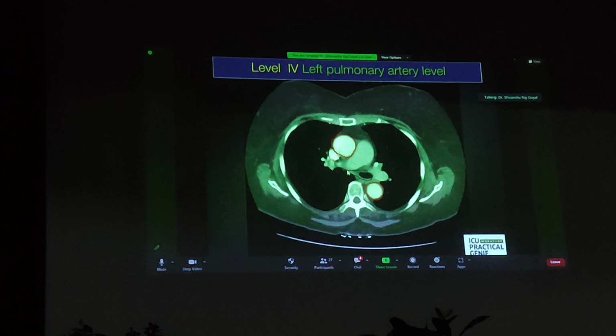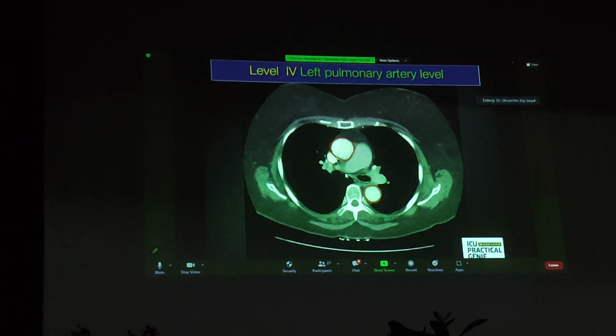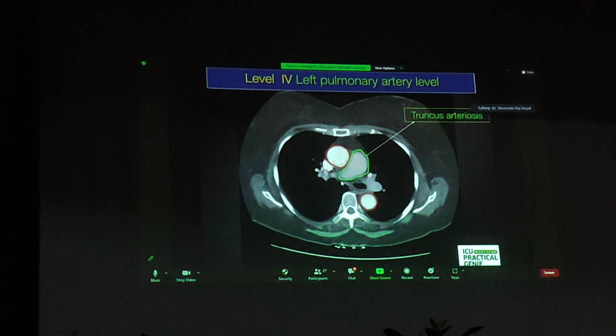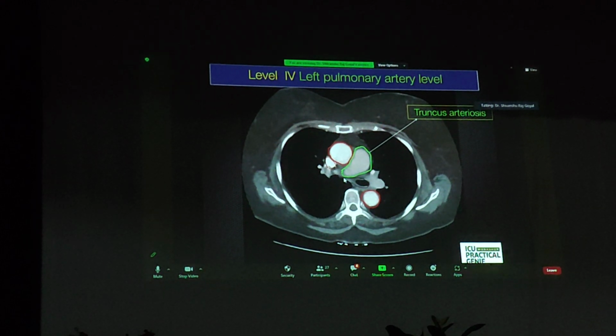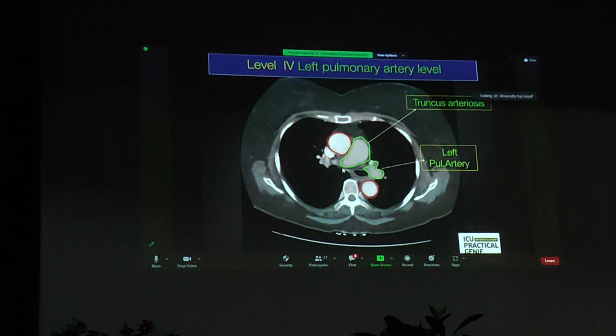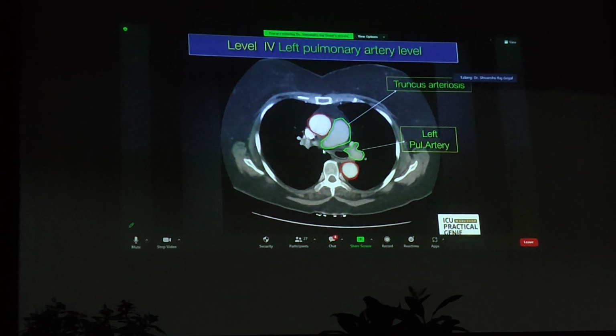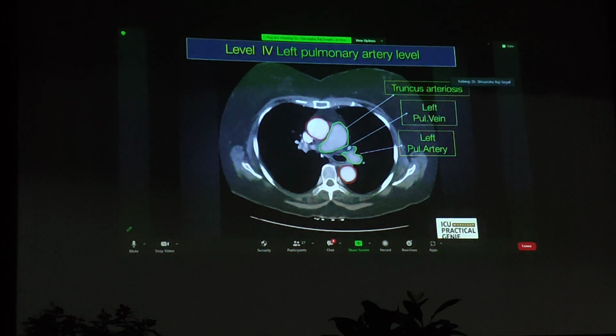Then you come to the left pulmonary artery level. At the left pulmonary artery level, you obviously see the ascending and the descending aorta, and you see the truncus arteriosus along with the left pulmonary artery. Once you see the left pulmonary artery, these are the structures visible at this level.